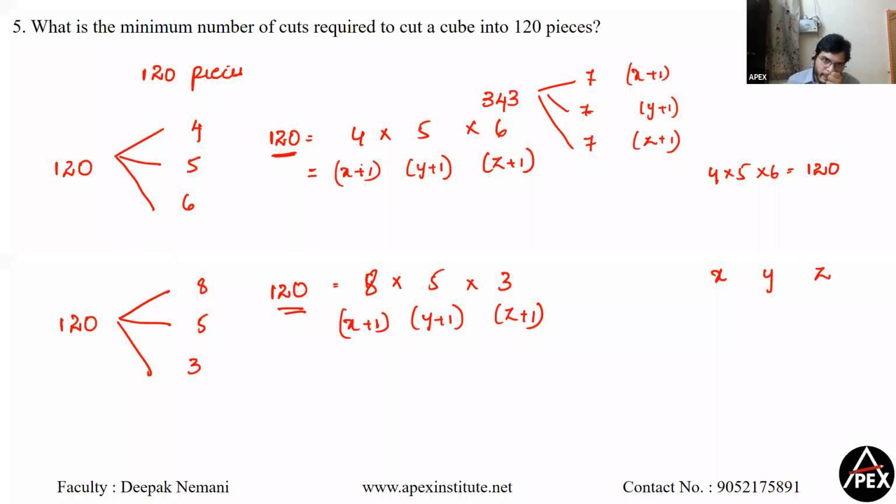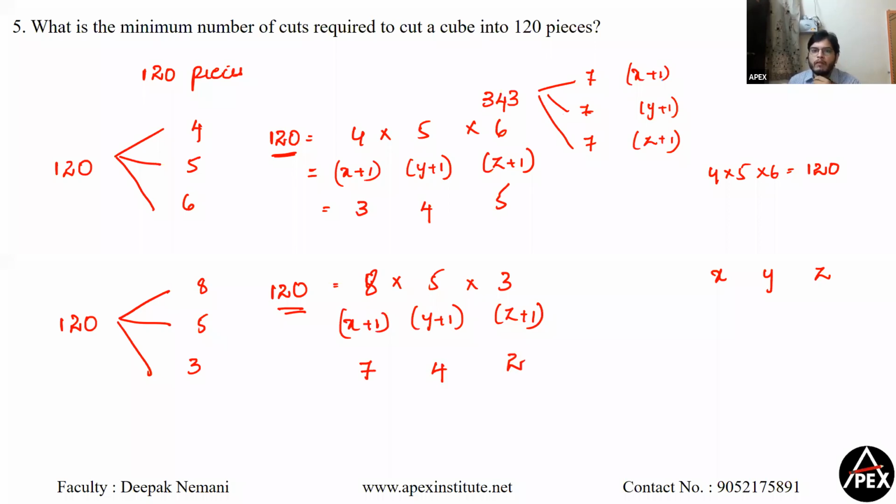Let me equate x plus 1 is equal to 4. Then what is the value of x? 3, isn't it? If x plus 1 is equal to 4, the value of x is 3. y plus 1 is equal to 5, the value of y is 4. z plus 1 is equal to 6, z is 5. Now x plus 1 is equal to 8: x is 7, y is 4, and z is 2.